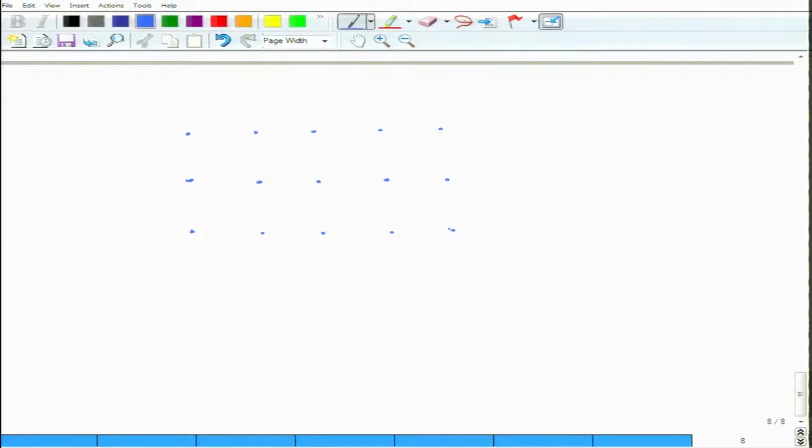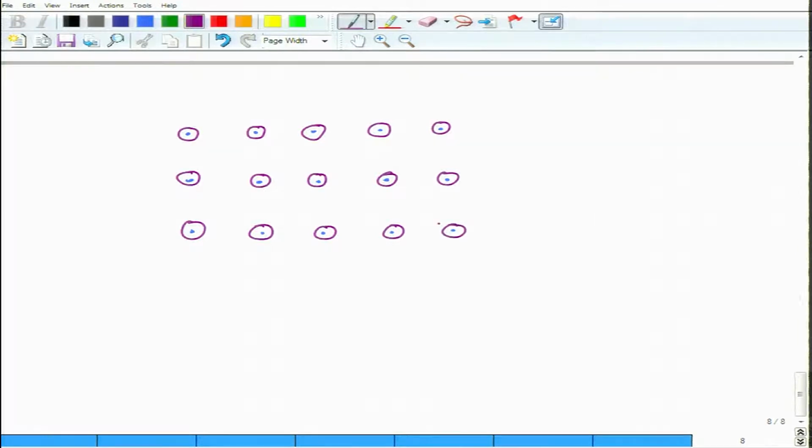Okay. Now, let me say my motif is not a single atom, but a group of atoms. So, let me just draw these little ones here. Okay. Now, the first example I take is I draw this little green dot here.